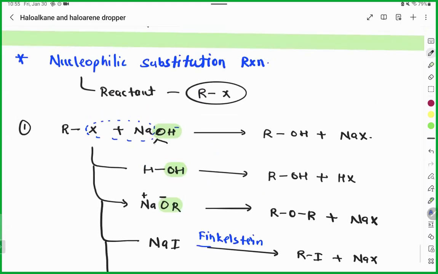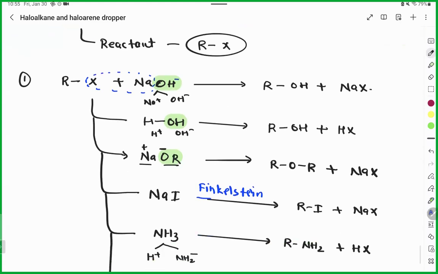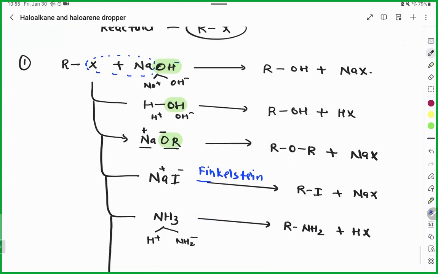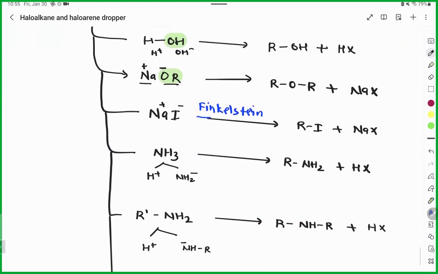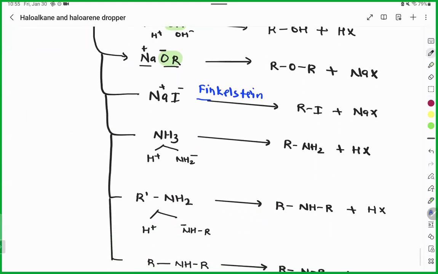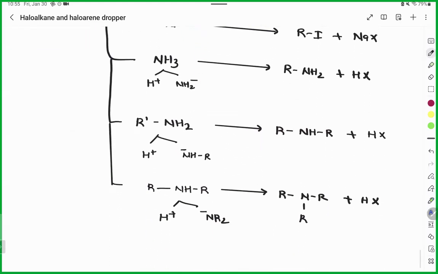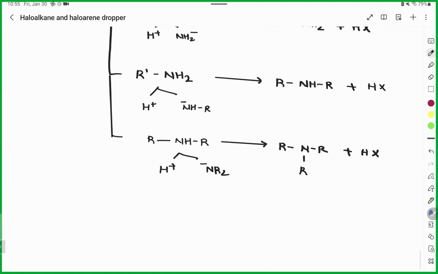Even the same thing you can make here, Na positive and OH negative. Same, H positive, OH negative. Same, Na positive, OH negative, OR negative. Na positive, I negative. Just make positive and negative and then eliminate the substitution. Got it?